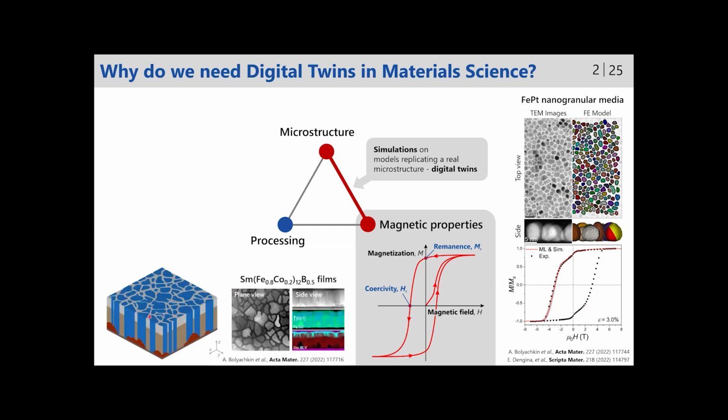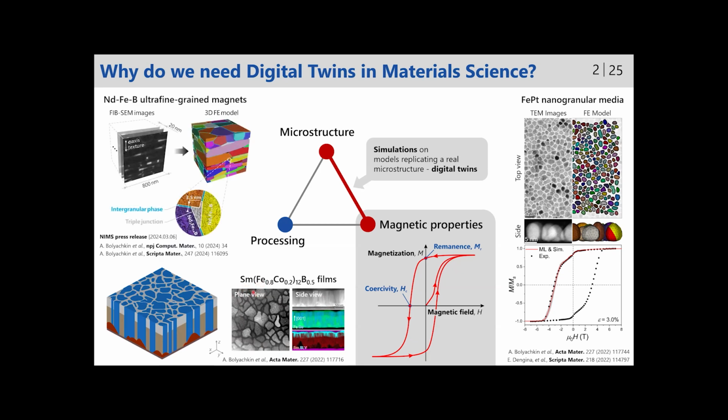Another example, again, we have some understanding about the microstructure of a thin film. In this case, it's based on samarium and iron. And in a model, we reconstructed this microstructure again to explain magnetic property. Another case, which I will also discuss today, is neodymium iron boron permanent magnets.